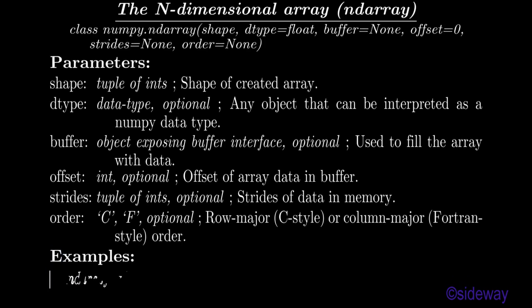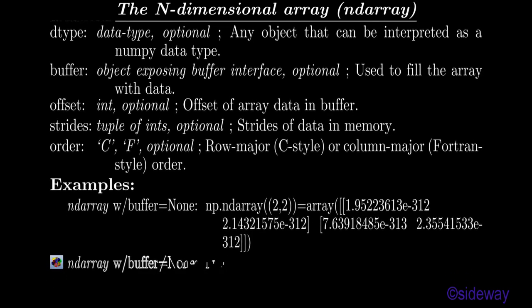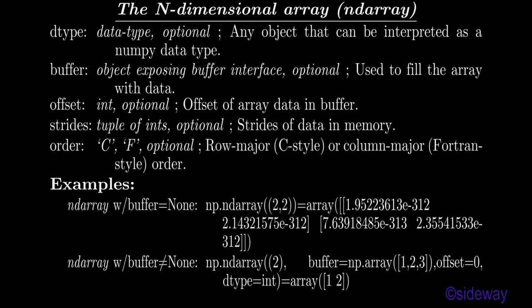Examples. ndarray with buffer equals None: np.ndarray((2, 2)). ndarray with buffer not equal to None: np.ndarray((2,), buffer=np.array([1, 2, 3]), offset=0, dtype=int).